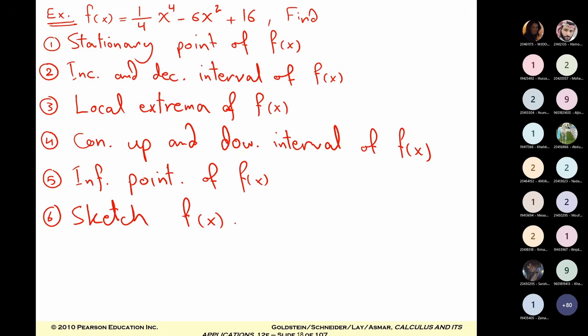So the first, second and third depend on f prime. We can find the stationary points, increase, decrease, local maximum and minimum by using f prime. Numbers 4 and 5 must use f double prime. All of this information or data we can use to sketch f of x. Okay.